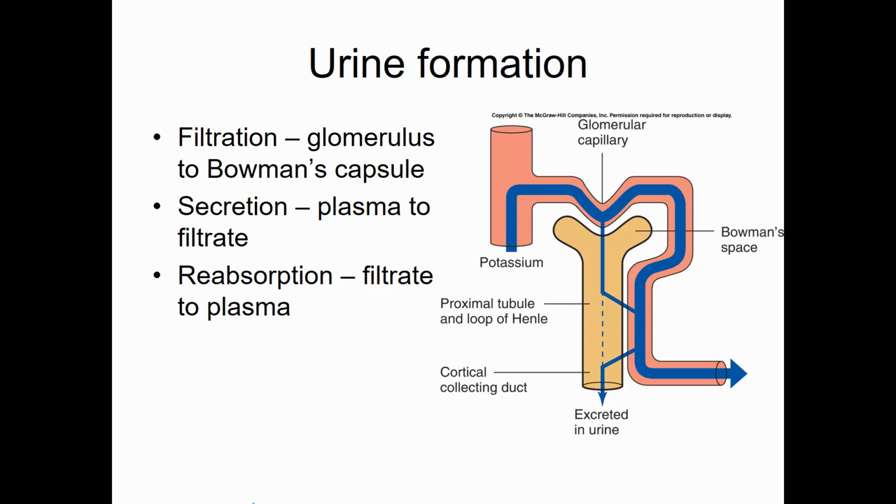So cleaning your blood and making urine requires these three processes. First, you have to filter your plasma. And that happens between the glomerular capillaries, shown here, and Bowman's capsule. It's kind of like if I think about cleaning my son's room. My son's room gets so messy at some point, I just take everything out of there. That's kind of like filtration.